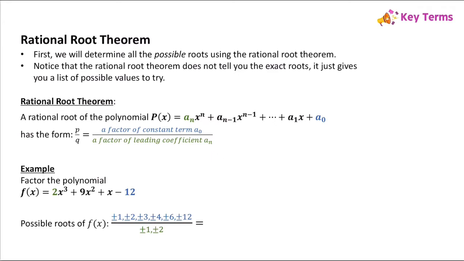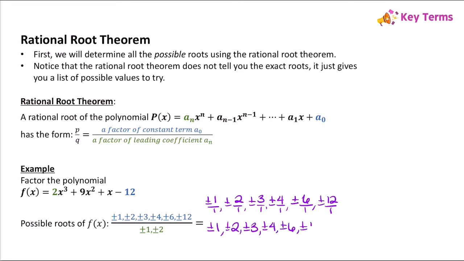So for example, let's start off by putting everything over 1. That's going to give me plus or minus 1 over 1, plus or minus 2 over 1, plus or minus 3 over 1, plus or minus 4 over 1, plus or minus 6 over 1, and plus or minus 12 over 1. Notice that these are all over 1, so I can just write these as integers: plus or minus 1, plus or minus 2, plus or minus 3, plus or minus 4, plus or minus 6, and plus or minus 12.